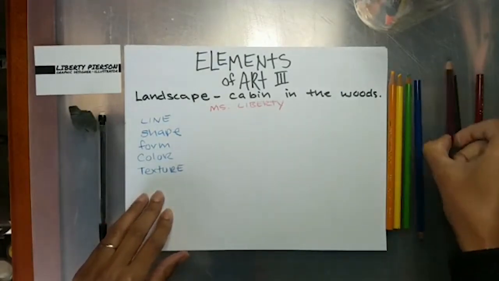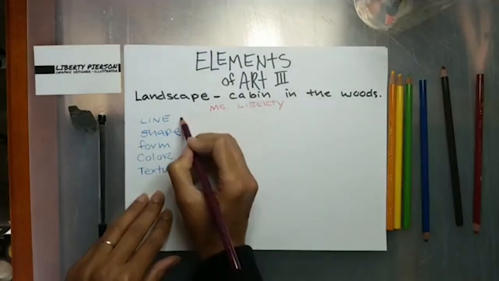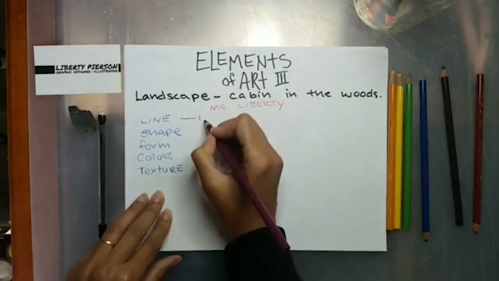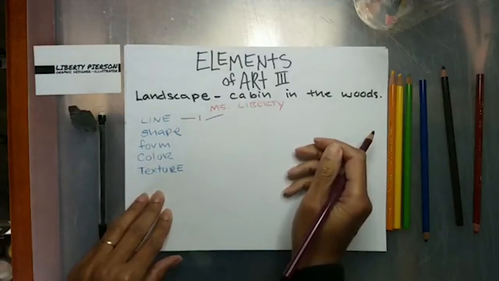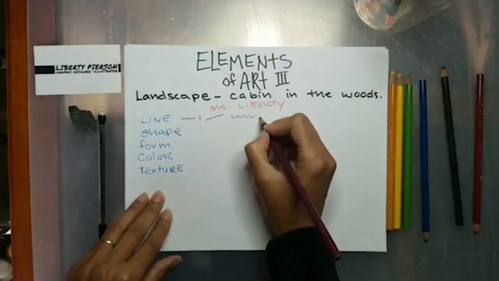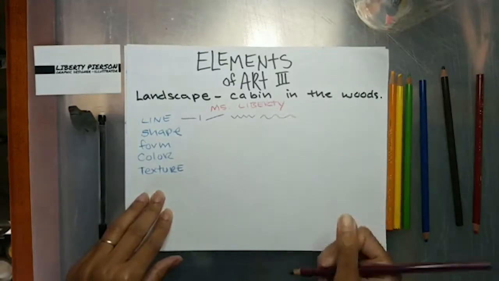Some of the lines we're going to make are horizontal lines, vertical lines, angular lines, some jagged lines, and some curved lines.